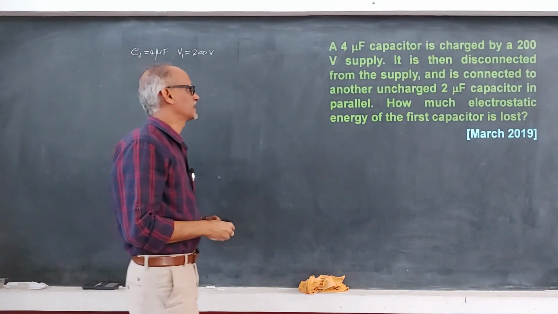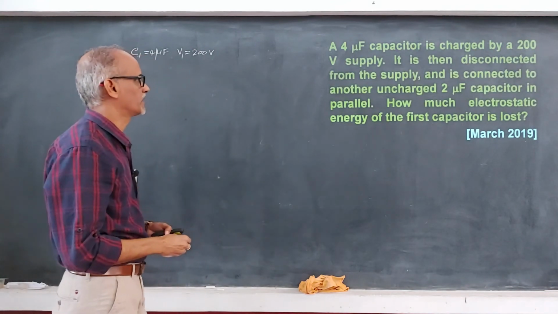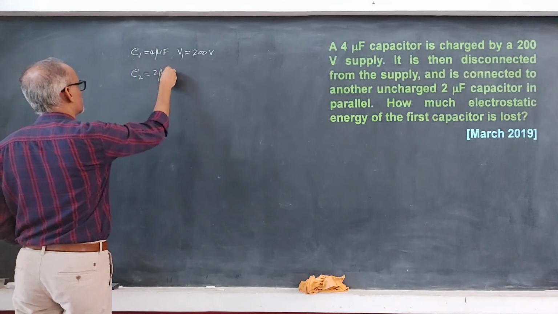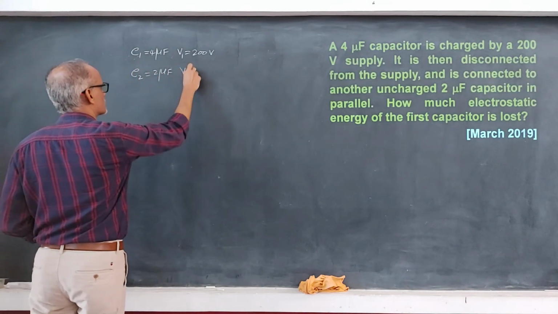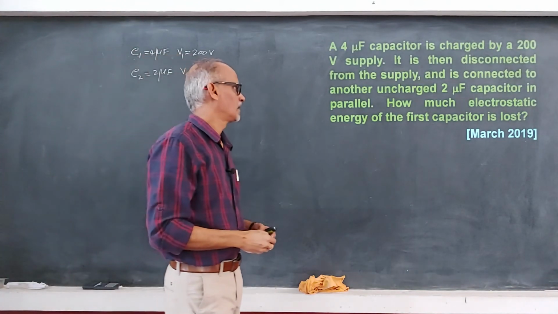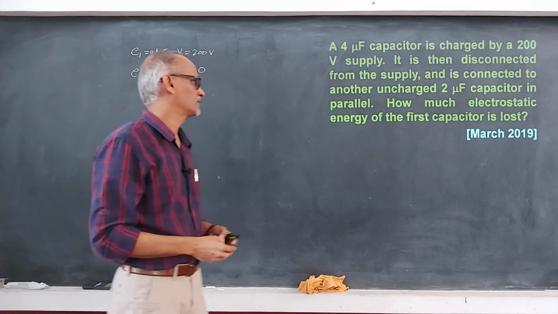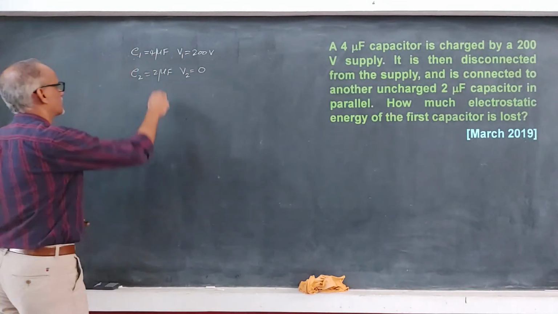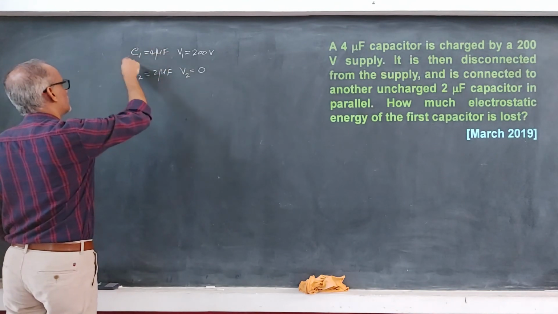It is then disconnected from the supply and is connected to another uncharged. So there is another 2 microfarad, another uncharged. Uncharged means V2 is 0 capacitor, in parallel. How much electrostatic energy of the first capacitor is lost? So we have to calculate the energy lost by the first capacitor.